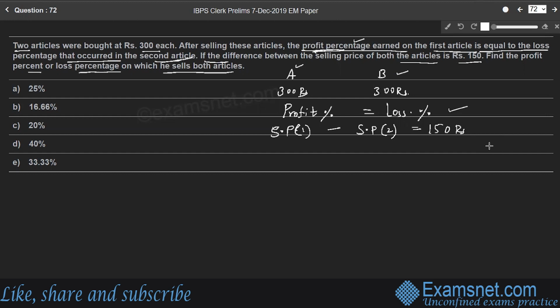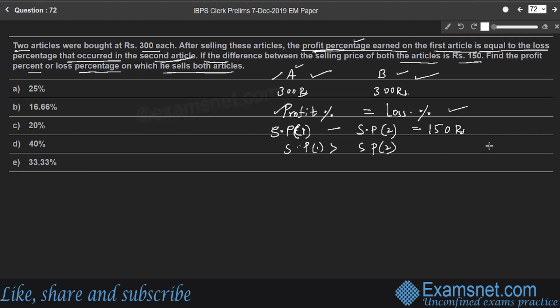So here, the selling price of the first article is greater than the selling price of the second article, because since the cost prices are the same, the first article is sold at profit, so the selling price of one is greater than the selling price of two, right? Because the second article is sold at loss.